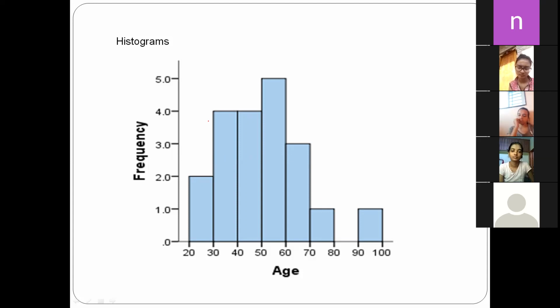30 to 40, it is 4%. 40 to 50, it is also 4%. 50 to 60, it is 5 frequencies. See, this is going to tell about the frequencies of the data. Got to know this one? It is going to give you correct information. It is going to give you numerical information of the data. That is a histogram.